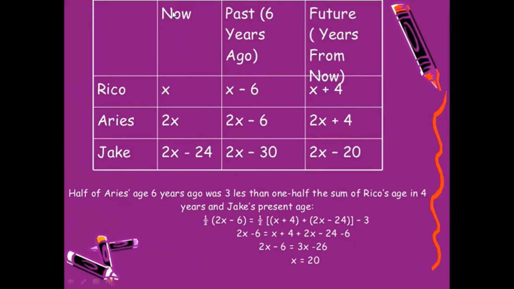Here we have to be extra careful when we are supposing their present ages. That must be absolutely the relations which are given in the statement. So according to the statement, we have supposed the youngest person, Rico, is X, and then twice that, and 24 less than this twice. Then, going into the past, we subtract 6 years from each and every age. Here we also have -6, so that will become -30.